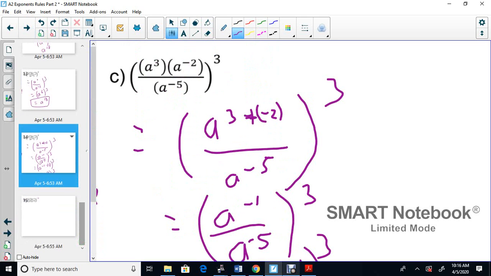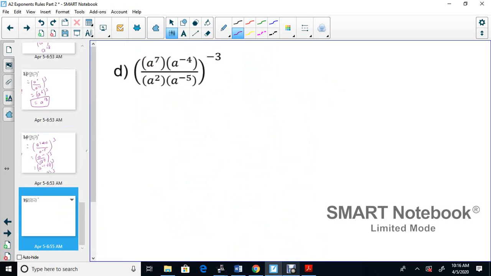Let's go on here to the last one. So this one here, I'm not going to show all the steps. I'm going to go 7 plus -4. So when you do the top, you get a to the 3. So I took this 7 and this -4 and I added them. Now you do 2 plus -5, you get a to the -3 on the bottom.